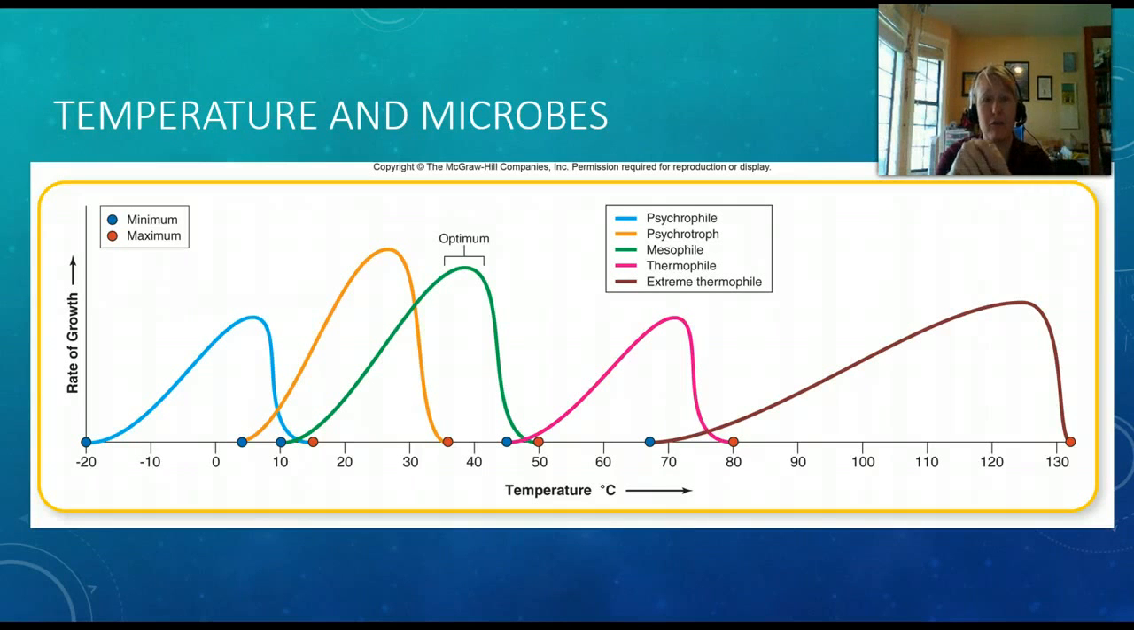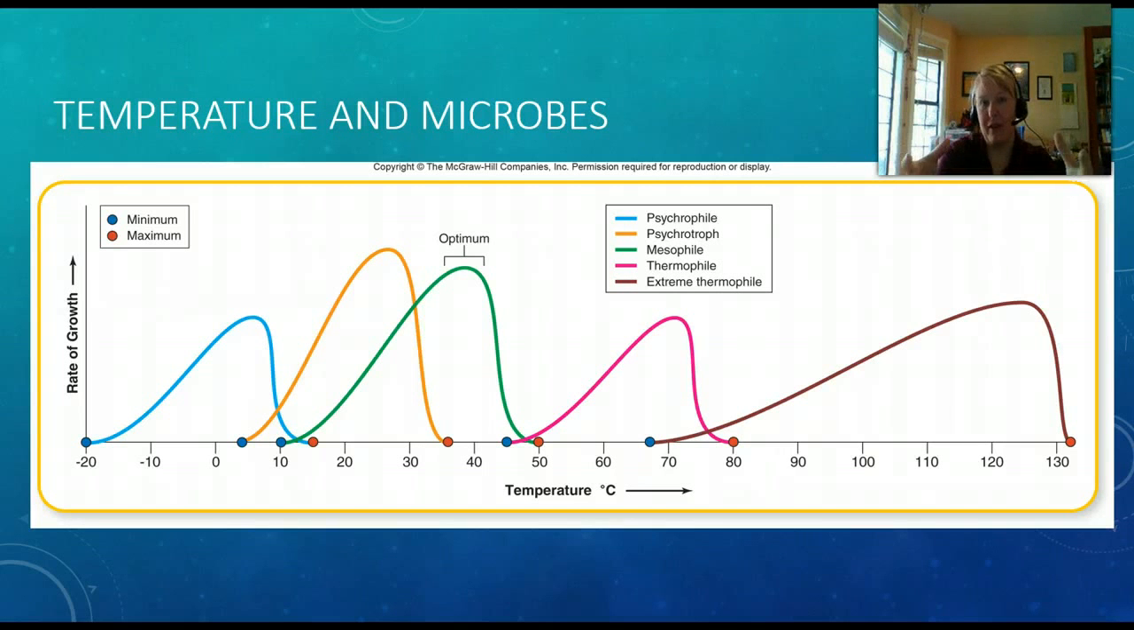Now each of these 5 groups has a different shaped curve, just because of the way the group is set up. Let's start with the most cold-loving bugs. These are the psychrophiles. They like really cold temperatures, freezer and refrigerator temperatures. Then we have the psychrotrophs. I'm sorry, the psychrotrophs grow at room temperature. Then we have the mesophiles. These are the ones you work with most in lab. They grow at body temperature, which is about 37 degrees Celsius.